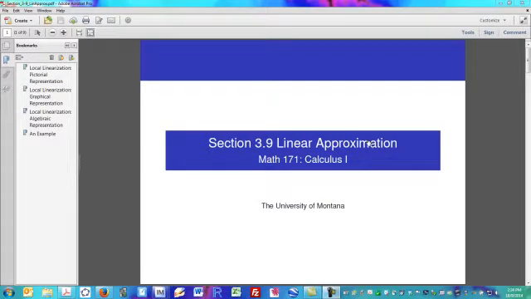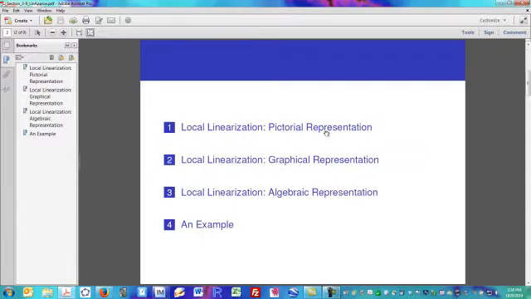Okay, let's take a look at section 3.9 on linear approximation in our study of calculus. Today what I'd like to show you is a pictorial representation of local linearization and then hop into a Desmos-aided graphical representation of what's going on here. Then we'll talk about the algebra and I'll give you one good example of this phenomenon.